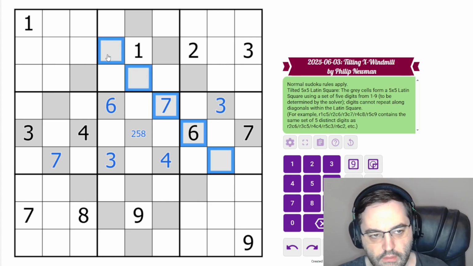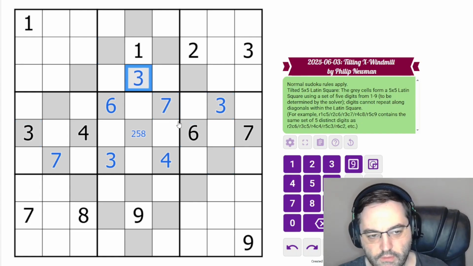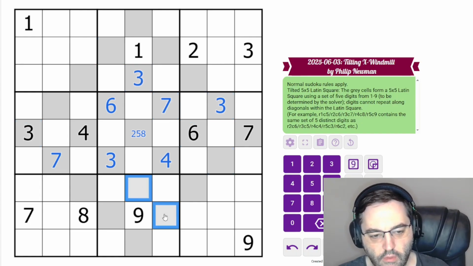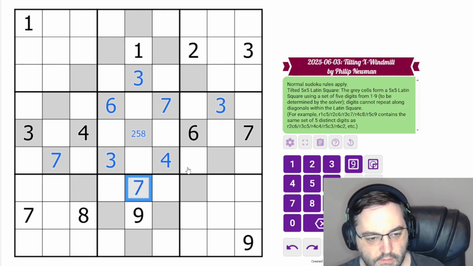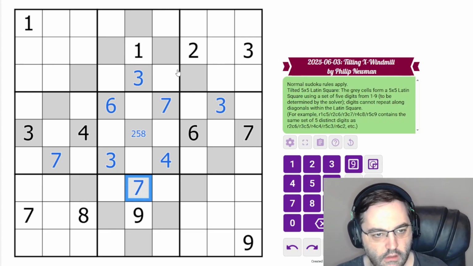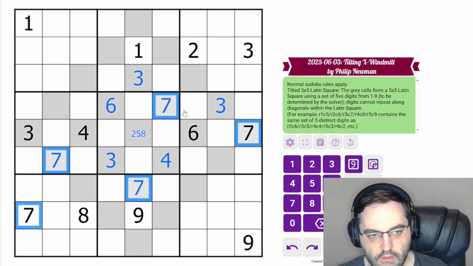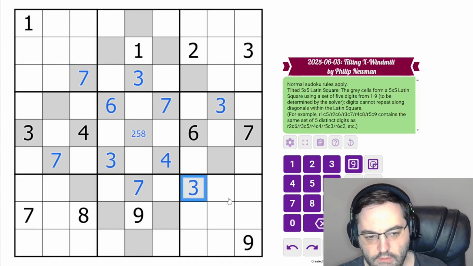And now we can do some more hidden singles. Where does 3 go in this? Sees that 3 in the box, so it must go here. Likewise for 7 in this one, it sees that cell in the box, and it sees that cell on the diagonal, so this is a 7. We have now 4 of our 7s in the Latin square. The last one needs to go here, and then our 3s, the last one needs to go here.